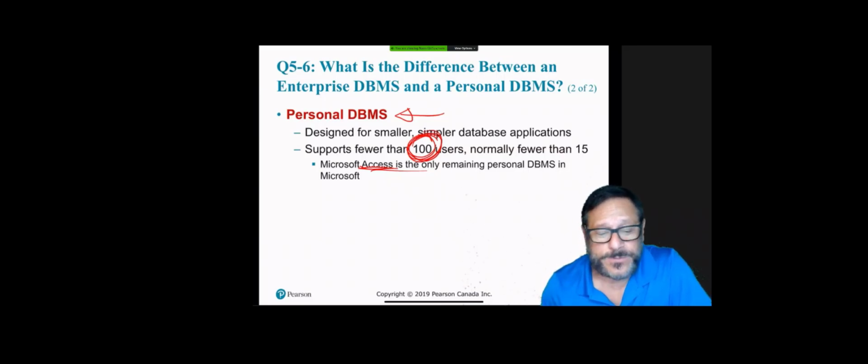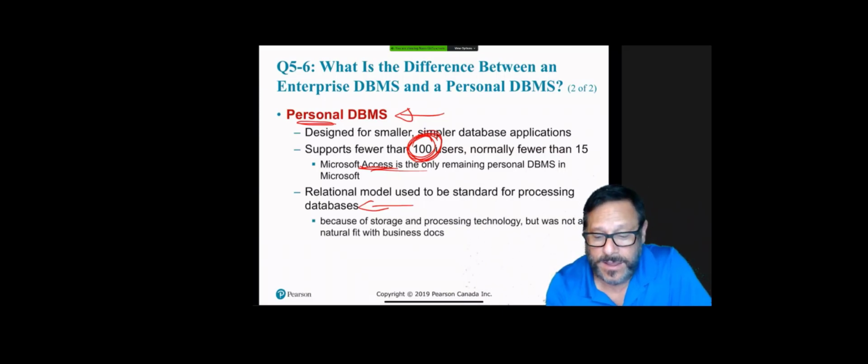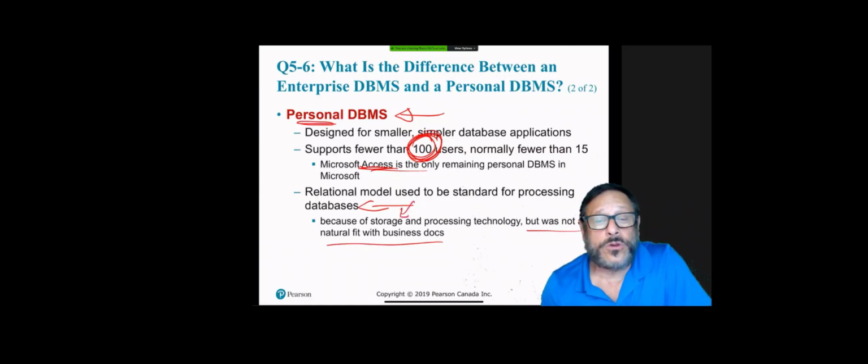But again, just because we call this a personal database, as you're going to see, there's an awful lot of utility inside of that. It uses the relational model for standard processing of a database, just like the big sisters do. And because of storage and processing technology, it was not a natural fit with business docs. The fact is that there are limits. Now the limits, when you're looking at something like this, are in the gigabyte range, but when you're looking at companies and organizations that store data, this actually turns out to be quite small.